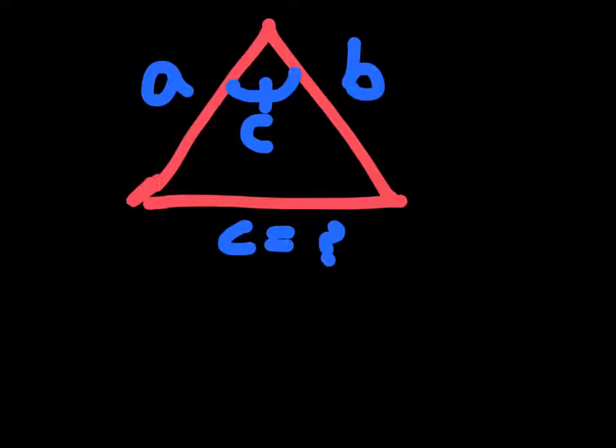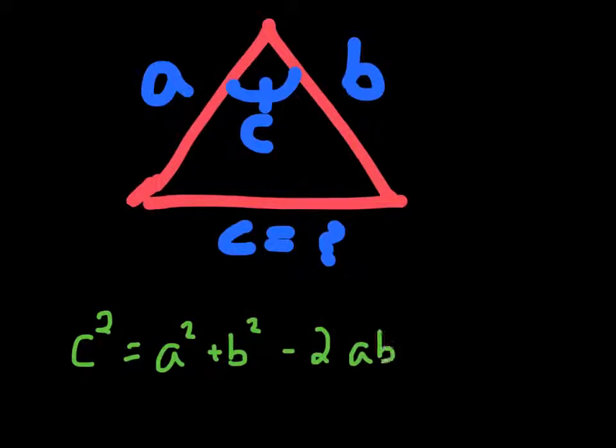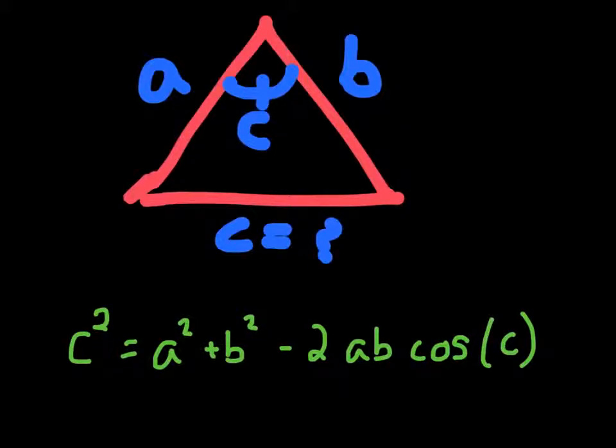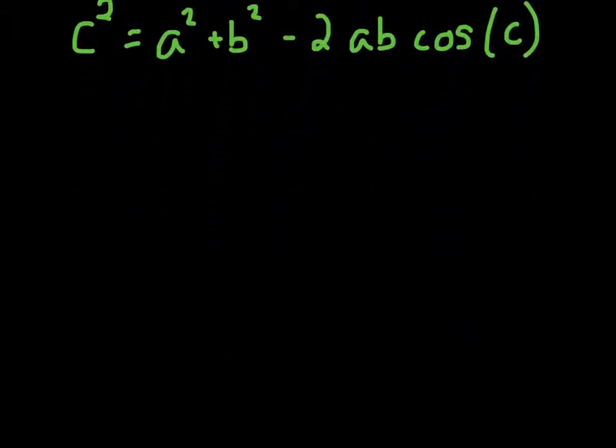It says that C squared is equal to A squared plus B squared minus 2AB times the cosine of C. So let's say we're given A and B and the angle C, and we want to find this length right here. Well, we can do that using the law of cosines. The law of sines did not permit us to do that because we needed to have two angles or two side lengths to find another value. So to do this, let's take an example and actually try one out.